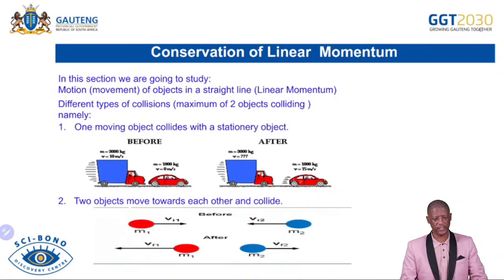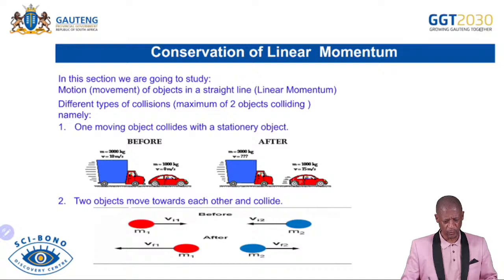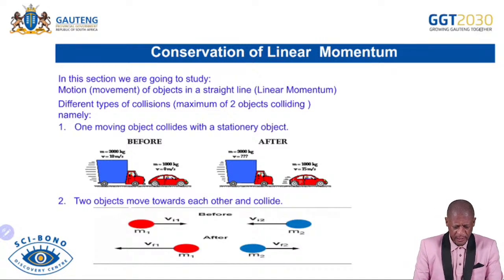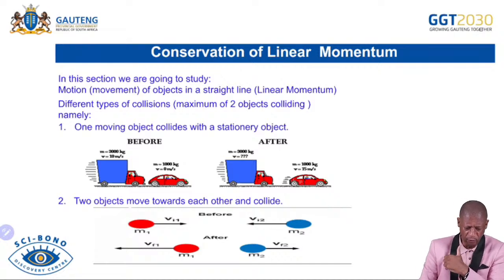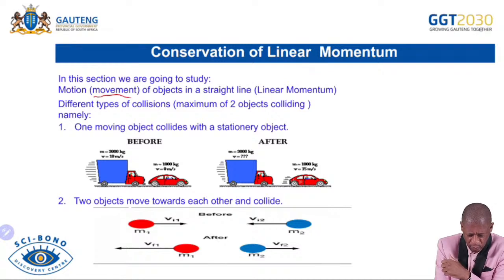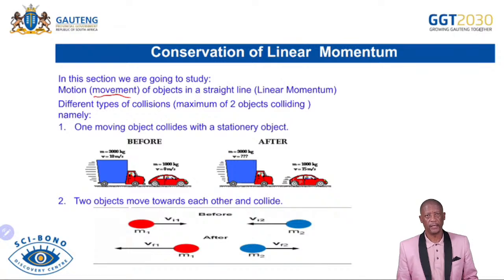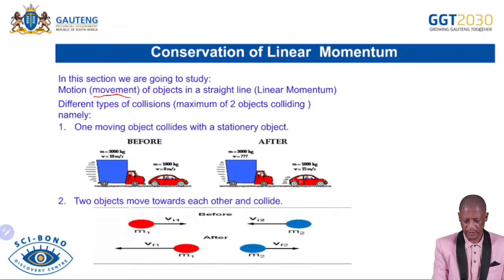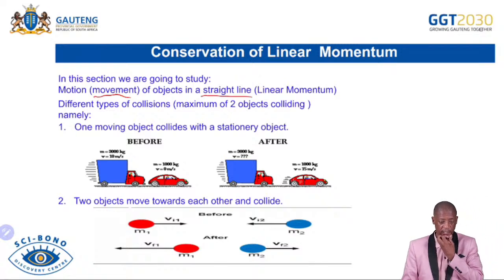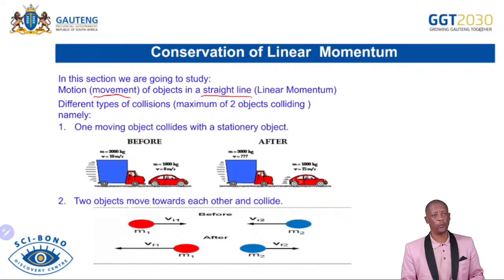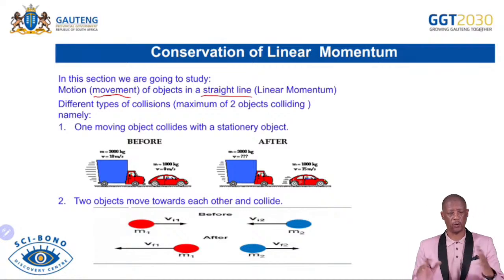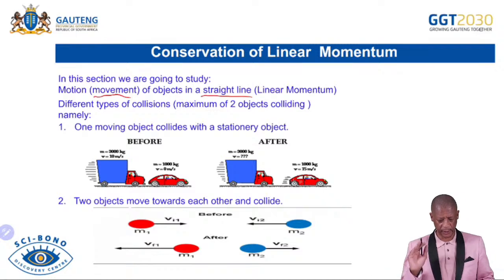Now, conservation of linear momentum. In these sections we are going to study, first, the motion or the movement. If we talk about motion, we talk about the movement of an object in a straight line. That is linear, right? Linear is a straight line. So momentum in a straight line is what we are going to deal with. We are not dealing with any angles, but motion in a straight line, which is linear.